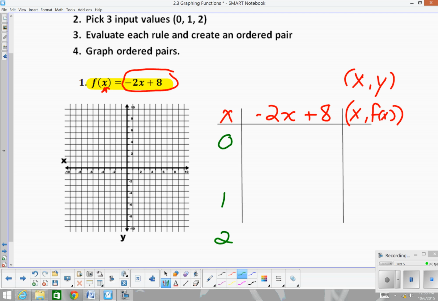Okay, cool. Now what we're going to do is simply evaluate each rule and create an ordered pair. So all that means is I'm going to take that input value of 0 and plug it in for x right there. So if I rewrite this, it's going to say negative 2 times my input, 0, plus 8. Simply all I'm going to do is evaluate that. Negative 2 times 0 is 0. Bring down what I didn't use. 0 plus 8 is 8. Okay, cool. So now my input is 0. My output is 8. So if I want an ordered pair of x comma f of x, that's my f of x, where my output is 8.